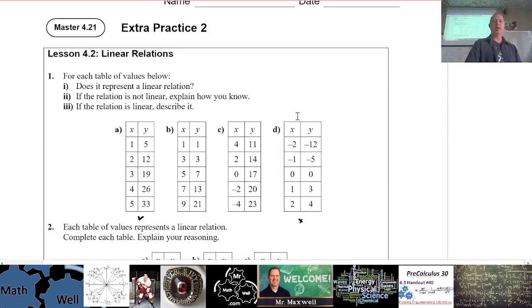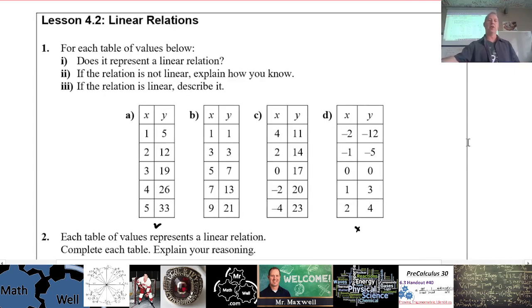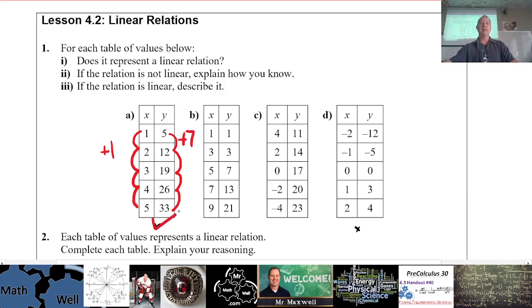All right, next page, linear relations. Okay, describe whether each of these table of values is a linear relation. Again, what you're looking for is a consistent increase or decrease over here. So this is +1. And you're looking for a consistent increase or decrease between all the numbers on the right side as well. And so this looks like it's +7, right? So that is a linear relation.